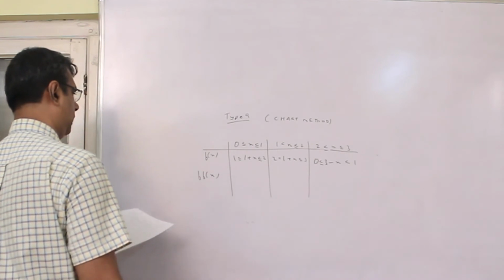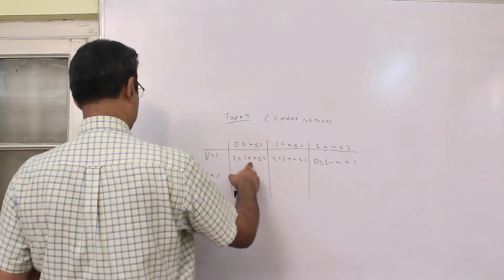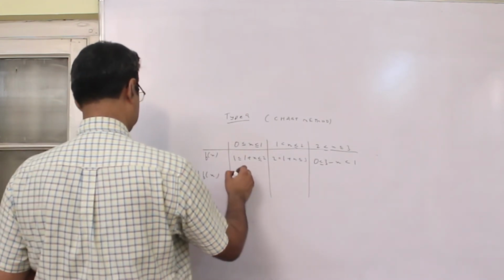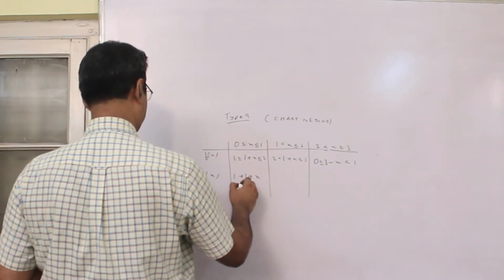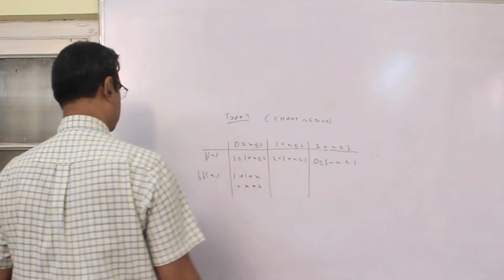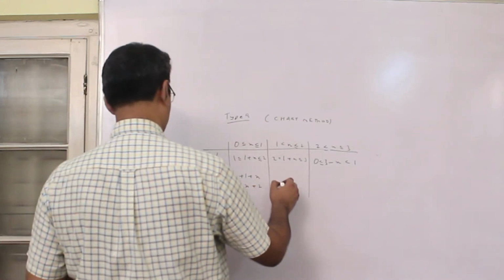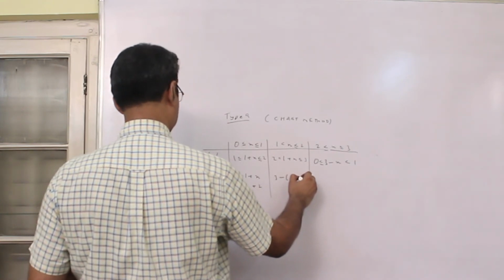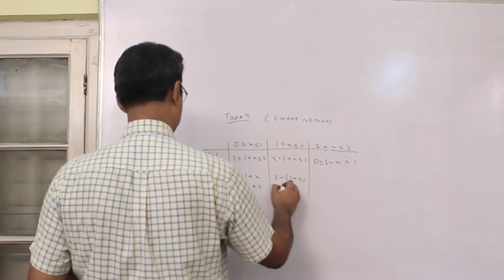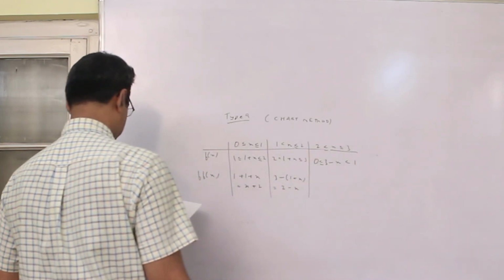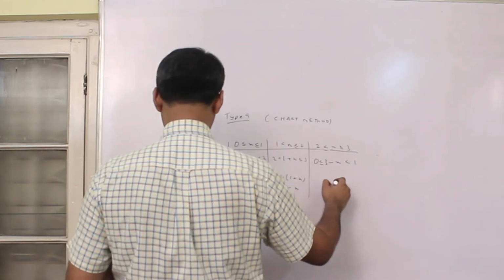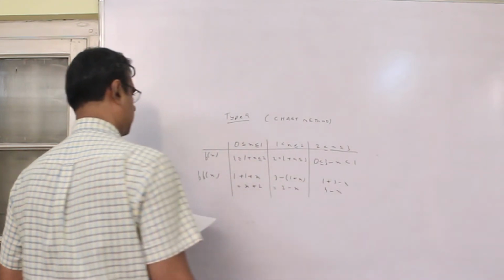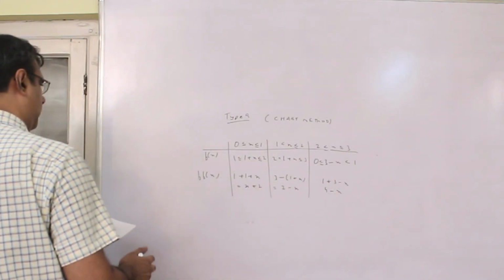Now you need to find f of f of x. So you can see that 1 plus x lies between 1 and 2. So f of f of x will be x plus 2. You can see that 1 plus x lies between 2 and 3. So that is 2 minus x. Then 3 minus x between 0 to 1. So the graph will be 4 minus x.